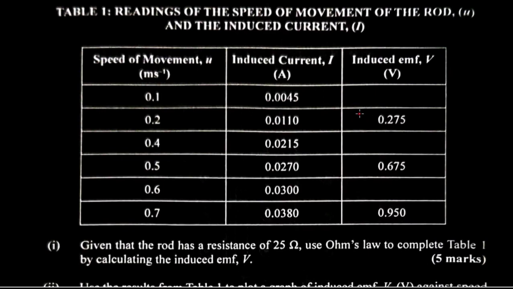And one of the things that your exam will often facilitate is an incomplete table or a partially completed table, which they expect you to be able to fully complete. So in this case, it says that given that the rod has a resistance of 25 ohms, we're to use Ohm's law to complete Table 1 by calculating the induced EMF V. So from Ohm's law, we know V is equal to I times R. If we are given the induced current and we know that the resistance is 25 ohms, we can calculate the induced EMF for each instance. So let's get out the calculator and do that.